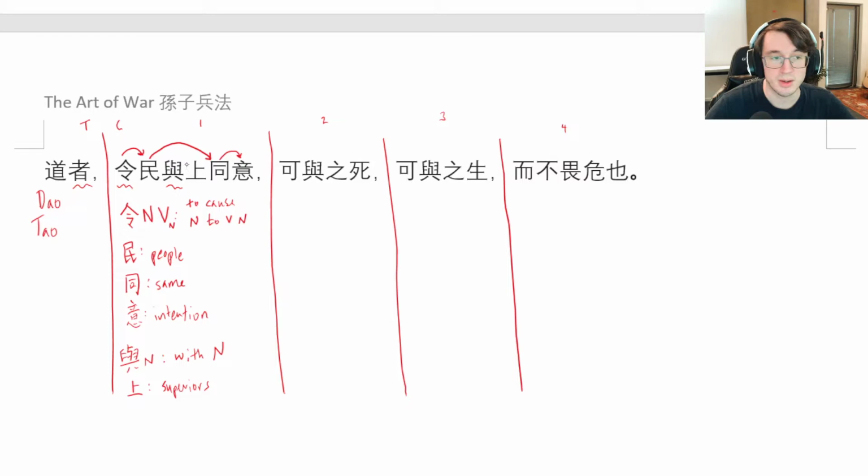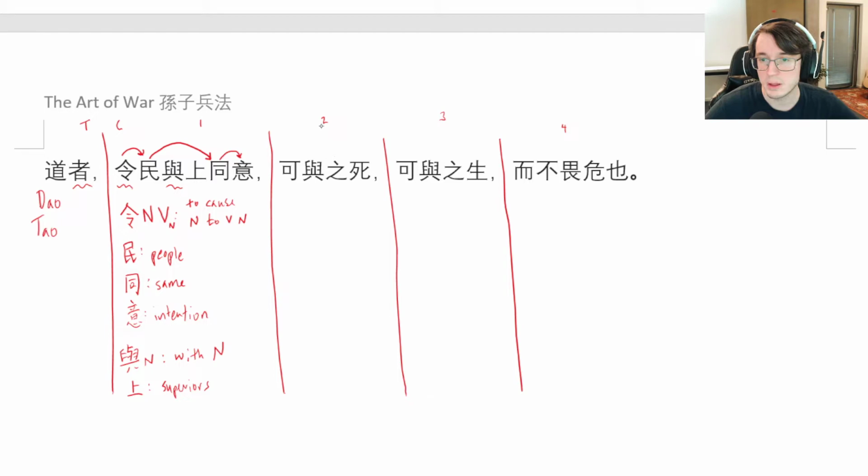So it's actually talking about the people that are controlling the military should have their intentions the same as those of the emperor or the king. So what does the Tao do? The Tao causes the people to have the same intention as their superiors, or perhaps as their king. Okay. So that's our first comment.